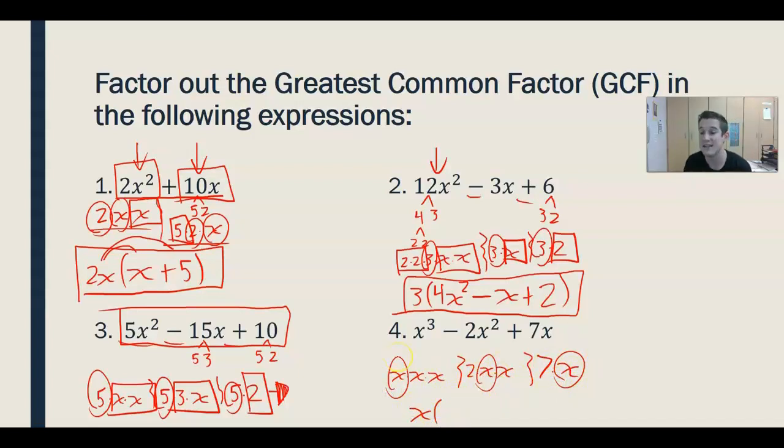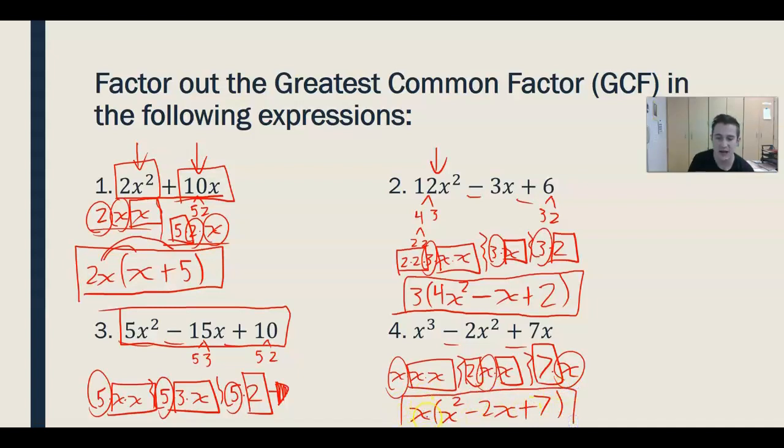What do I have left in each of these terms? x squared, 2x, and 7. Keeping in mind the original signs that were in my expression, I'm left with x squared minus 2x plus 7. And again, if I were to multiply or distribute x back into all three of these terms, I'd get back this expression that I started with.